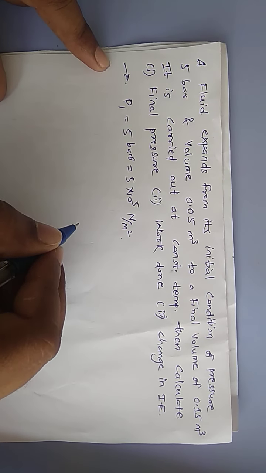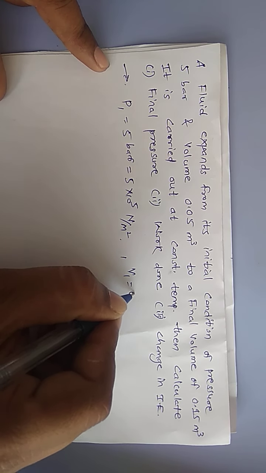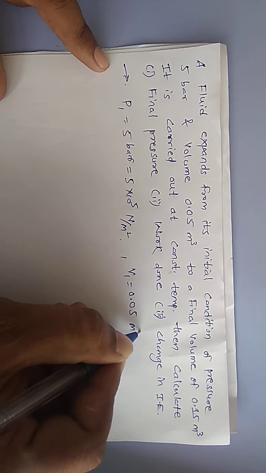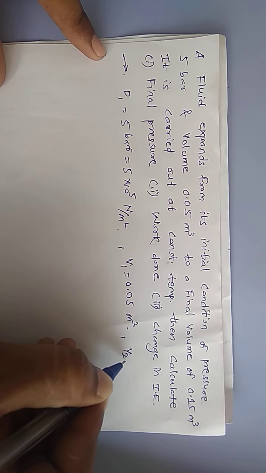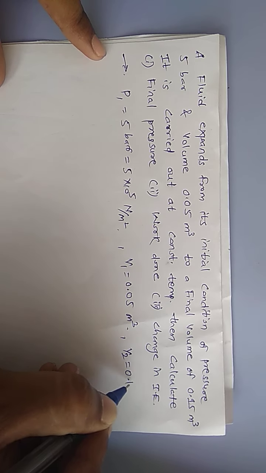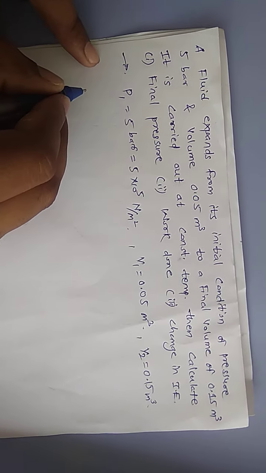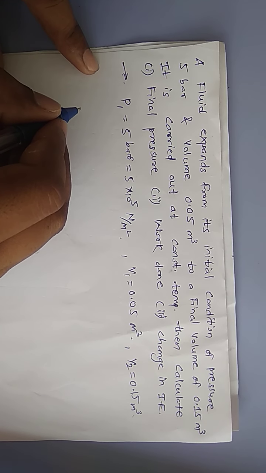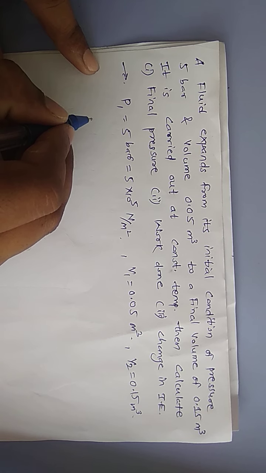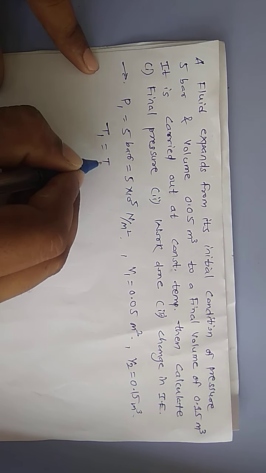This is the initial pressure, and also given initial volume, which is V1, 0.05 meter cube, and also given final volume V2, which is 0.15 meter cube. It is carried out at constant temperature. So constant temperature means isothermal process, that is for isothermal process T1 is equal to T2.